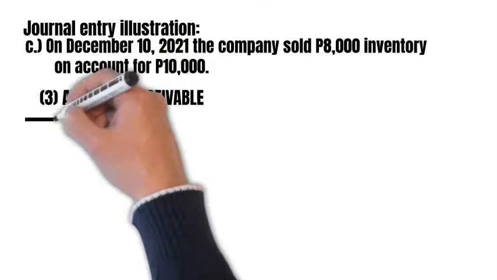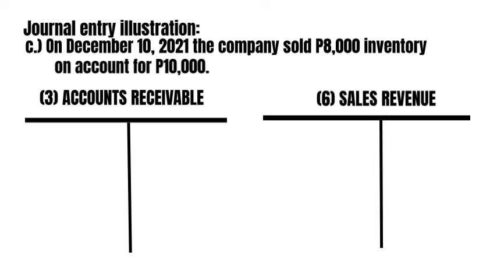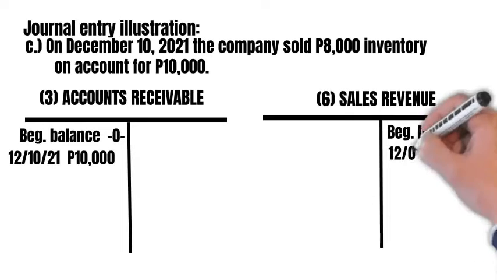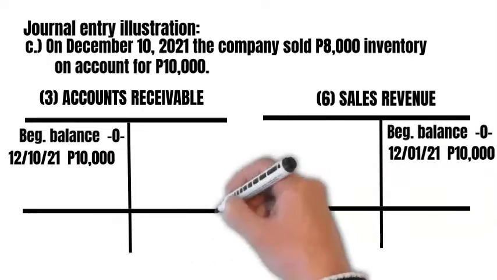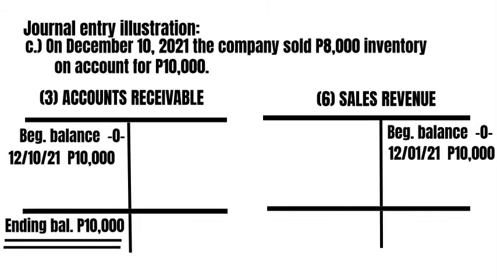Accounts receivable. Sales revenue. Beginning balances. Debit accounts receivable 10,000 pesos. Credit sales revenue 10,000 pesos. Accounts receivable ending balance 10,000 pesos. Sales revenue ending balance 10,000 pesos.